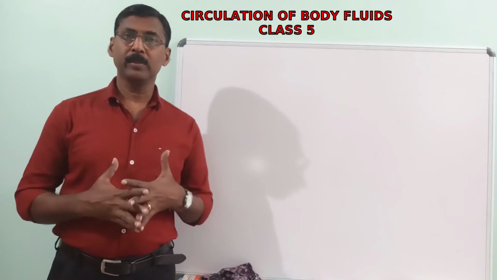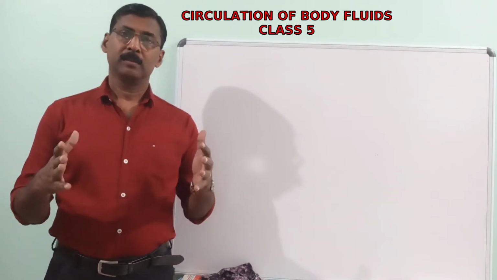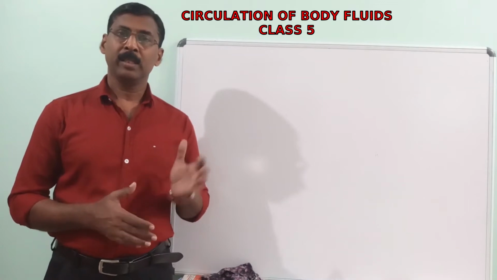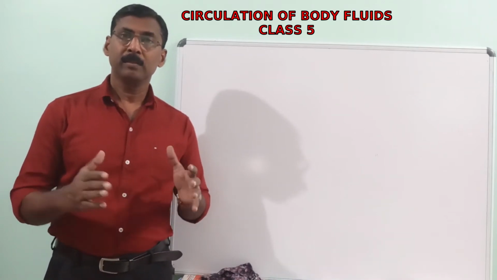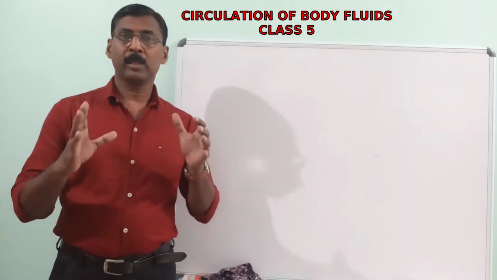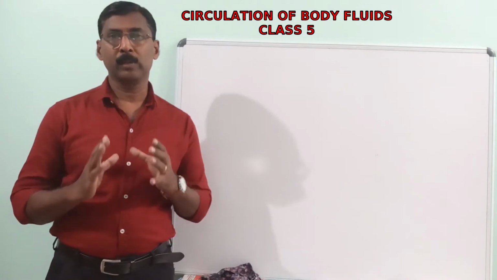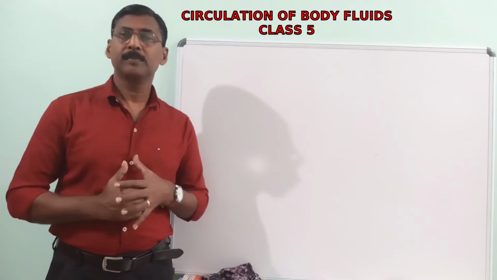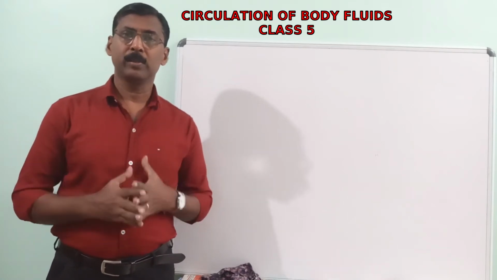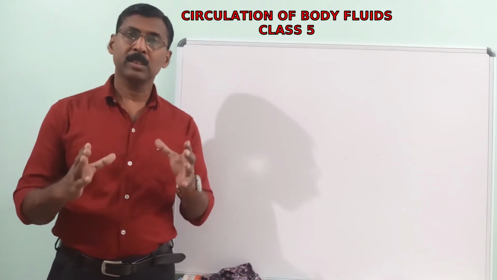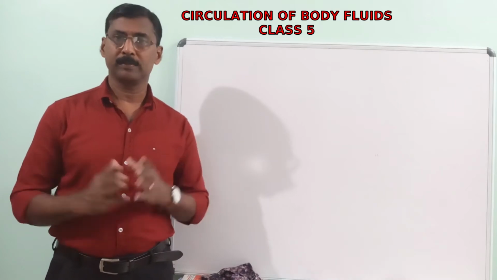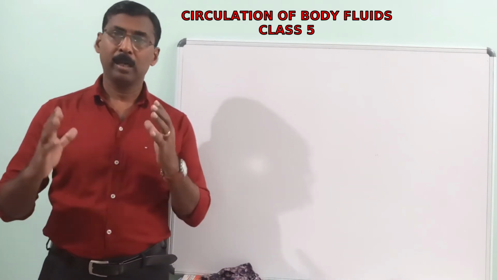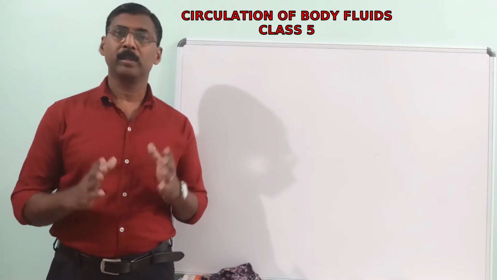So we have been discussing circulation of body fluids. And in the last classes, we discussed what the main components of the circulatory system are, that is blood. Now in this class, let us discuss the structure of the human heart. Structure and function, or anatomy and physiology, of the human heart.